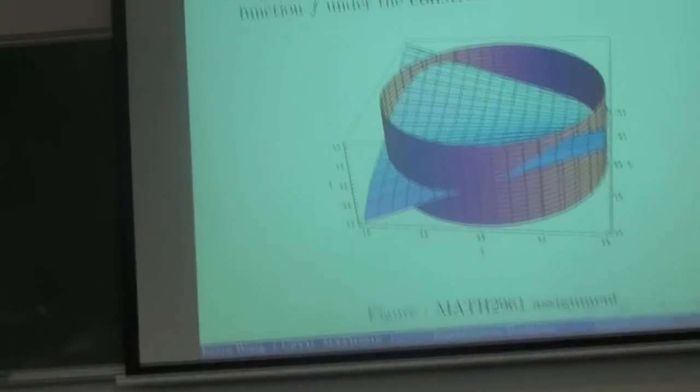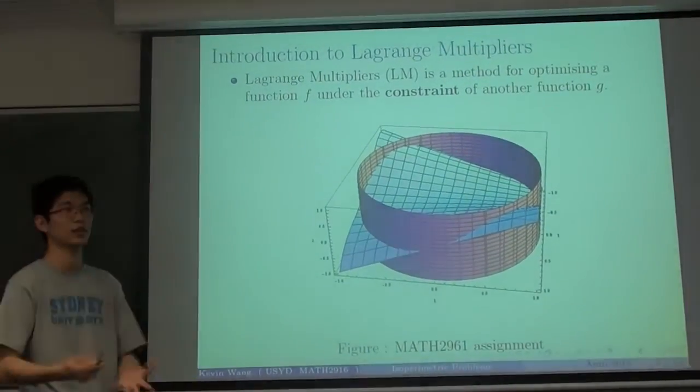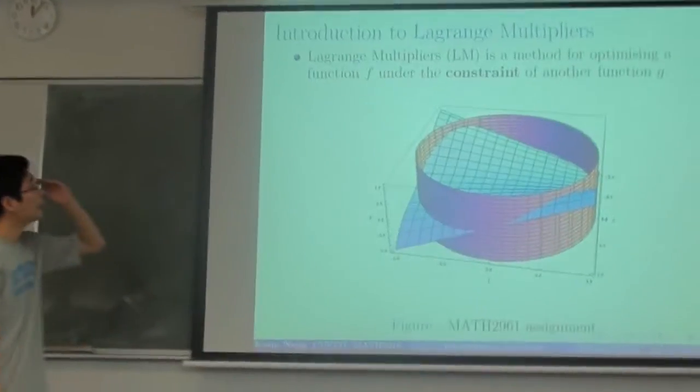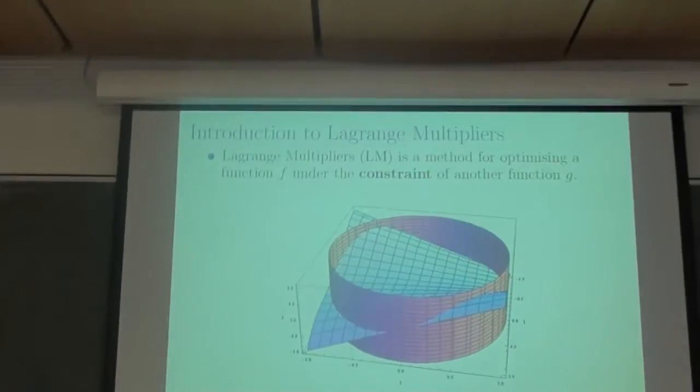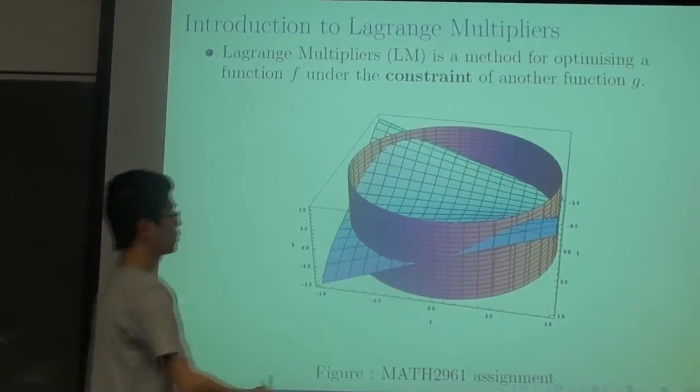Okay, so let's start with Lagrange multipliers. Lagrange multipliers is an optimization technique or method that maximizes a function f under the constraint of a function g. So that's a little bit technical, but we can of course think about a problem like this.